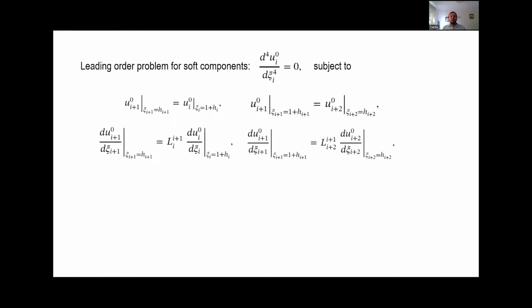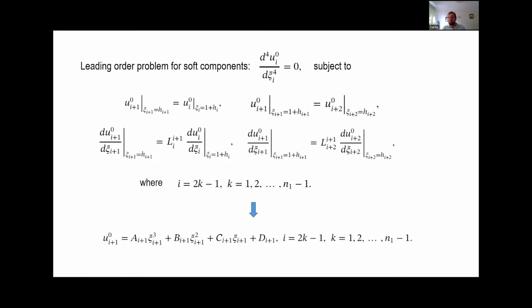Okay, so now moving on to the problem for the soft component. We can have the same fourth order derivative equal to 0, and we have these continuity conditions here. Now we already know the values of displacement of the stiff components appearing on the right hand side from the previous analysis of stiff components. Therefore we can find it.